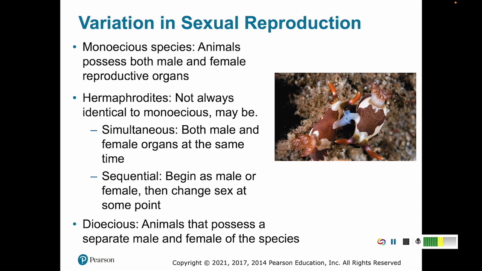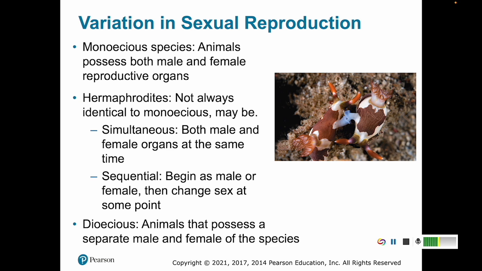Okay, then within sexual reproduction, there are some different versions of how this can be carried out. Some species are monoecious. That means that the animal has both male and female reproductive organs. Here's a couple of sea slugs mating right here, and these are monoecious species. Both of these slugs have male and female parts. Both of them are going to be able to lay eggs that have been fertilized by the other organism. So that's what monoecious is.